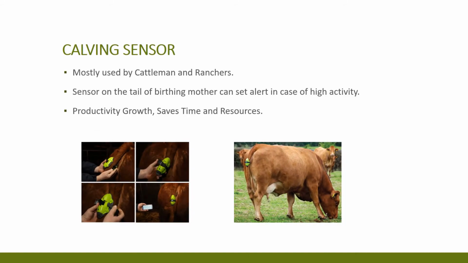Now let's move on to the next category, that is calving sensor. This calving sensor is an IoT device which is used mostly by cattlemen and ranchers. A calving sensor has been developed by a company named Moo which places its sensor on the tail of birthing mothers as shown in the images. These sensors send an alert in case of high activity via an application. This sensor has reduced the mortality rates for cows and calves, helping in increasing the productivity of ranchers by saving time and resources in managing the cattle.